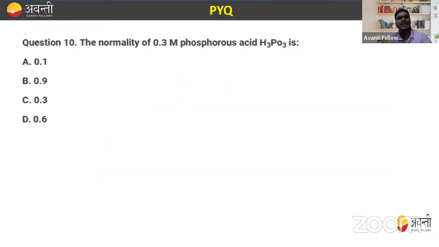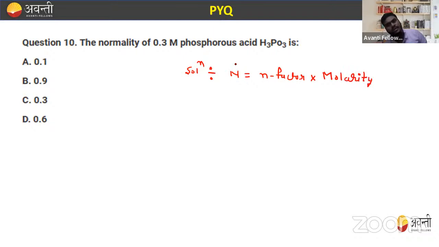Now, you have to calculate the normality of 3 molar phosphorus acid. So we know that this question is very, very easy. What is the relationship between normality and molarity, beta? We know normality is equal to n factor into molarity. Okay, so normality is nothing but n factor into molarity.